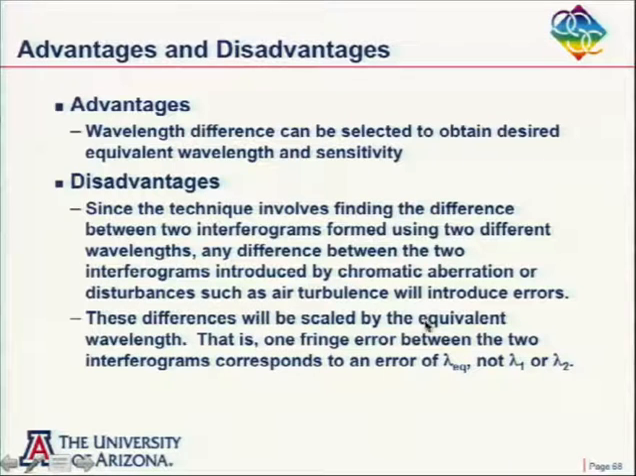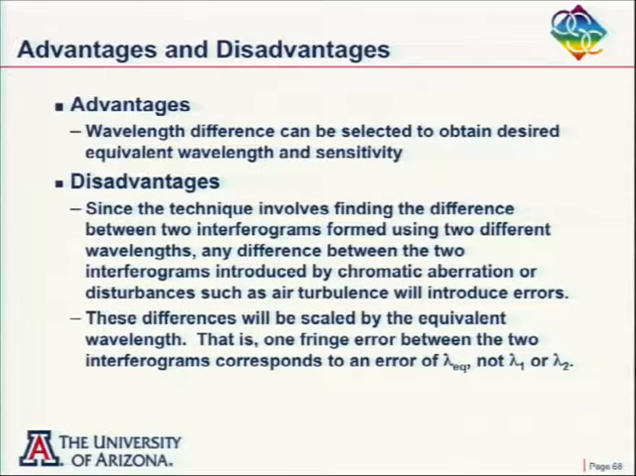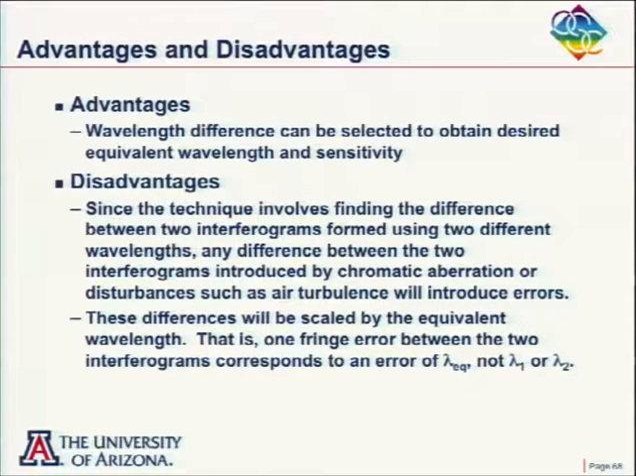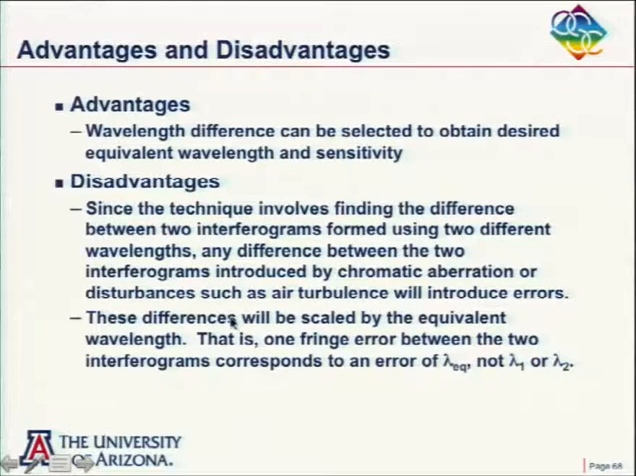And it's worse than that, because these differences will be scaled by the equivalent wavelength. If I have just enough, say, air turbulence to introduce a change of one fringe at wavelength lambda 2, when I analyze my data, I have one fringe error, but I'm saying, well, a fringe corresponds to lambda equivalent. And so even though the air turbulence just caused one fringe error at lambda 2, I'm going to think it's one fringe error at lambda equivalent. So scaled by the ratio lambda equivalent to the individual wavelengths. So that's the real problem here.